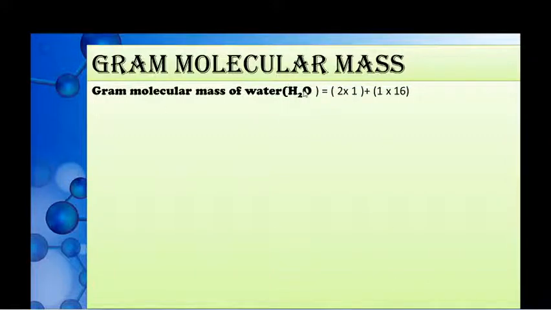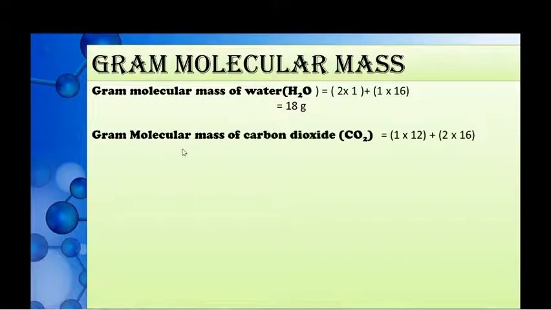So here we have 2 hydrogen atoms. So 2 into 1. Why are we putting 1 here? Because the atomic mass of hydrogen is 1. So 2 into 1, and we add the atoms. Plus oxygen: the number of oxygen is 1, multiplied by the atomic mass of oxygen, which is 16. So 2 into 1, 2, plus 1 into 16, 16. What we got is 18 gram. So the gram molecular mass of water is 18 gram.